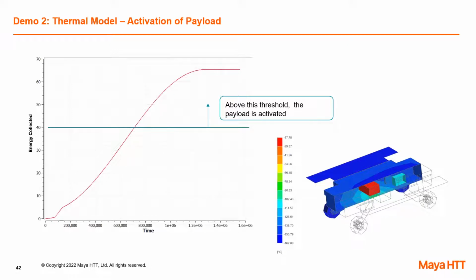Once we cross the threshold of 40 megajoules of energy collected, the onboard electronics are turned on and heat is dissipated from the component. So it's important to note here that we have an expression in the analysis and we are switching this payload on based on live collected energy. It's not a time-based table. Okay. Next slide, please.